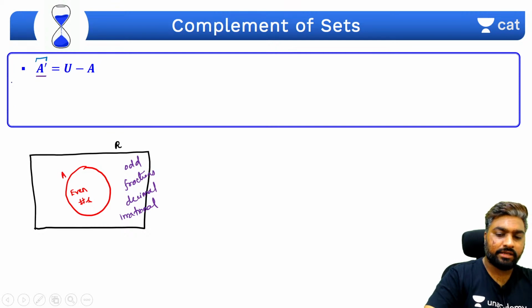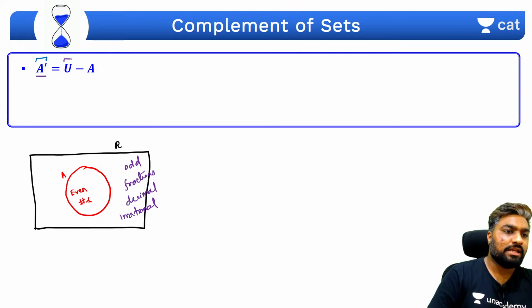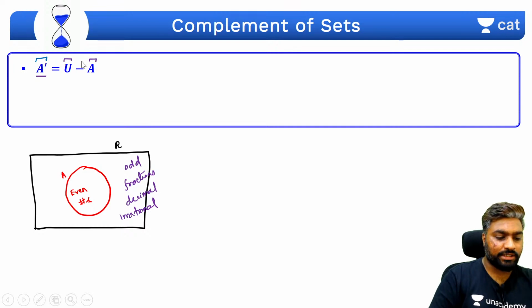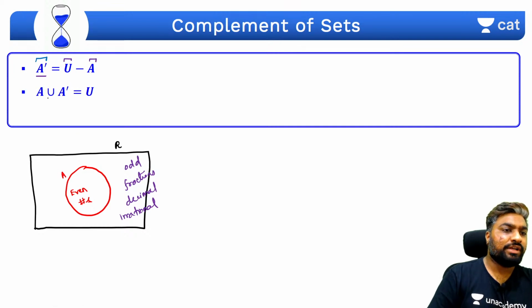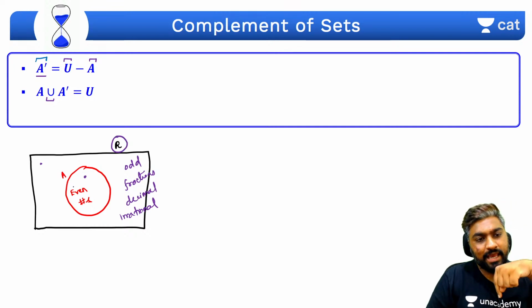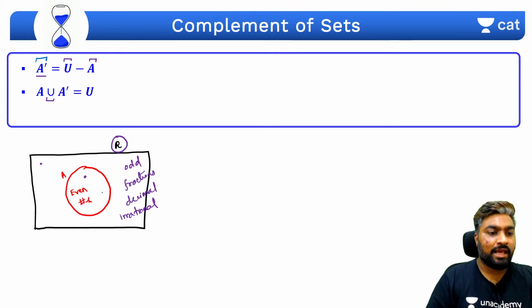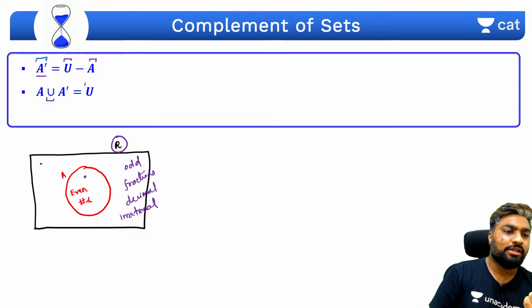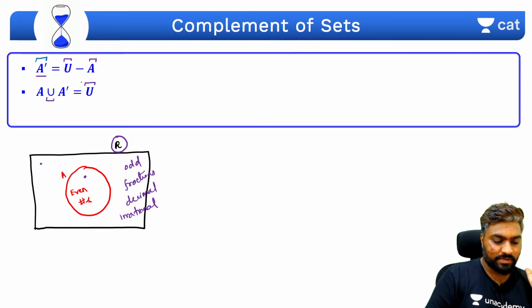Clear? So A dash is what? Universal set minus the original set. If you try to find the union of A and A dash, all the terms that belong in A or all the terms that belong in A dash, that will basically give you what? The universal set. Correct? Terms belonging in A, terms not belonging in A. Even numbers, non-even numbers. If you add them all up, you will get the universal set, which is all the real terms. Right?